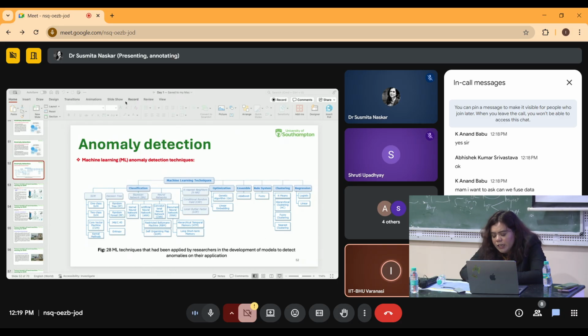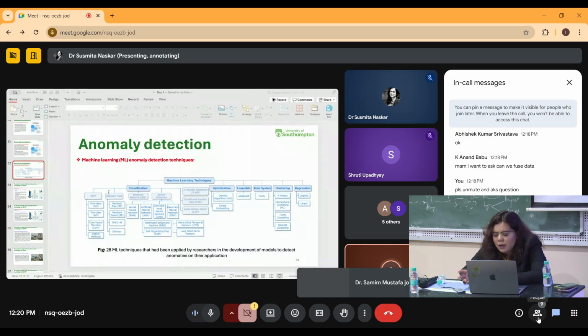Yes, we need to make a hybrid model. Actually, I have worked on this. If you are interested, I can share some of my papers with you. We can do that, and that will help you get better performance if your one machine learning model is not capable of giving you the expected output.